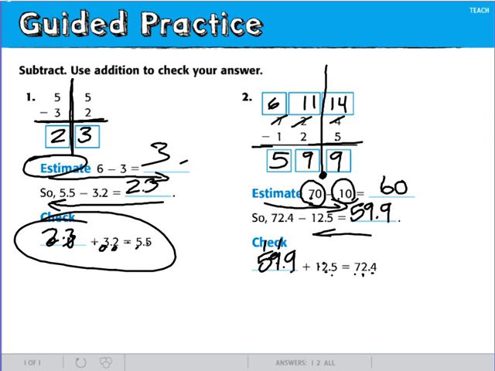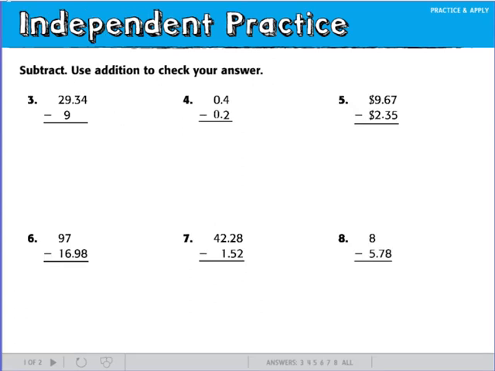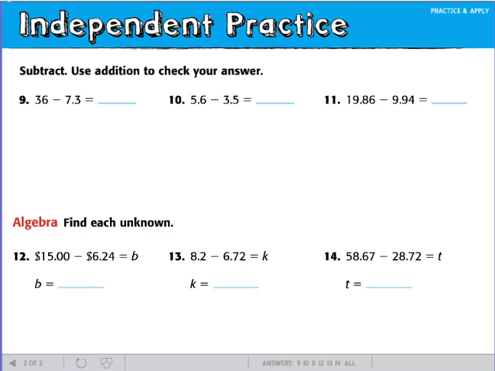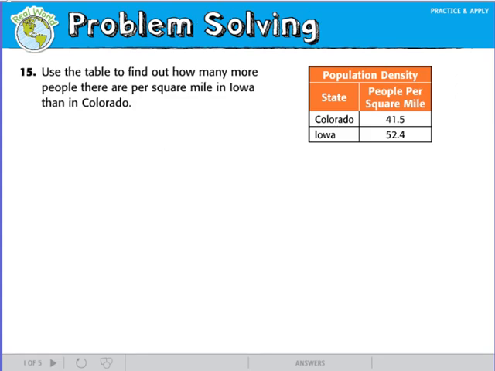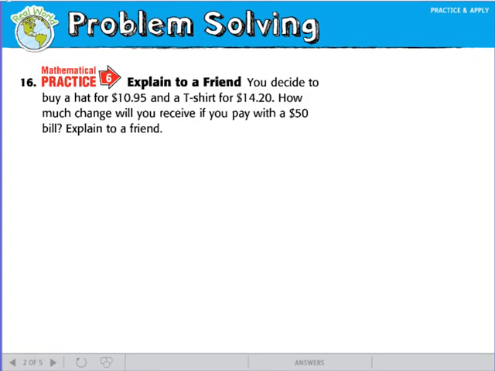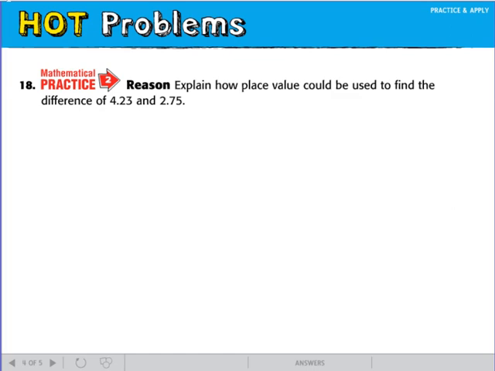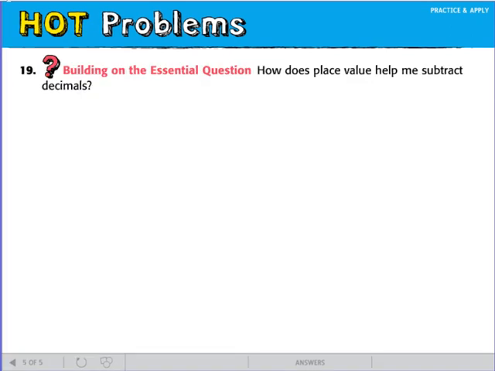There's our answer. Now, you have the rest of class to finish your independent practice from 3 to, I believe it's 19. If you have a problem with any of these, where will you be able to find your answers to help you? YouTube. You have about 5 more minutes of class time to work on them. So if you need help during that time, you can ask me.